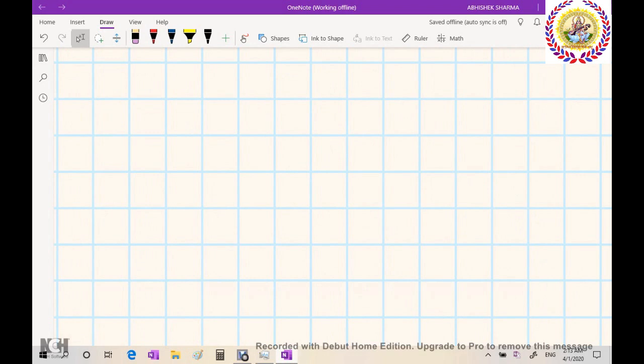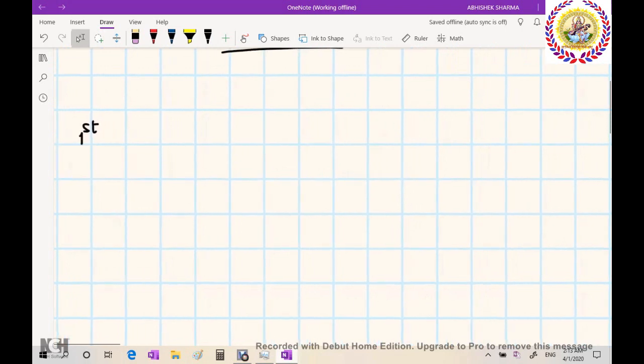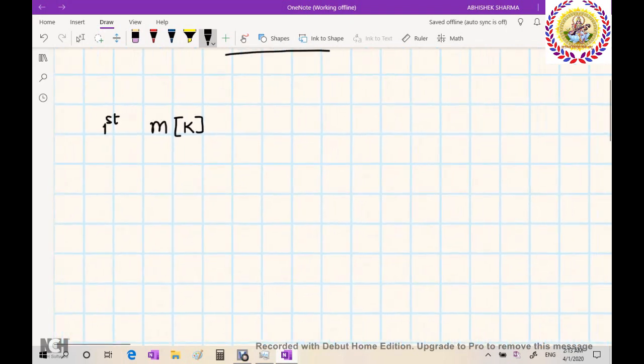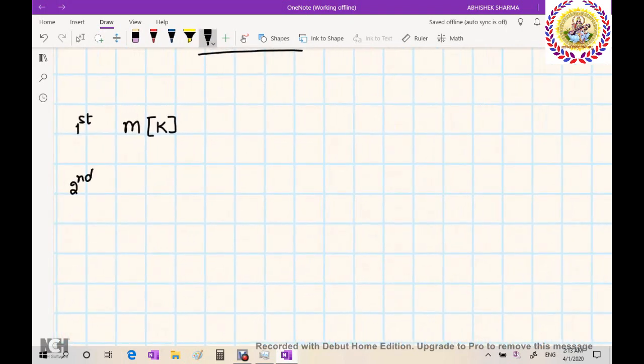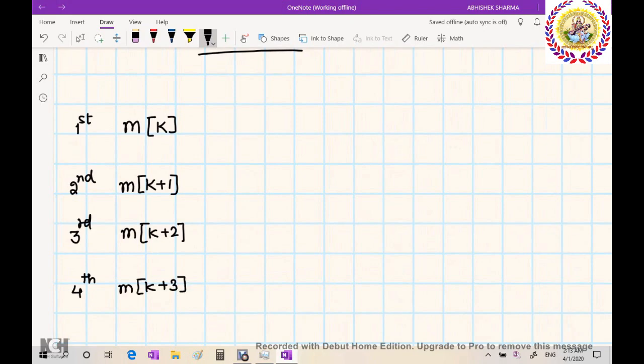consecutive samples. That means, let us suppose our first sample is mk. Let our second sample be m of k plus 1, and third sample m of k plus 2, and let the fourth sample be m of k plus 3, and so on. Now as this is the first sample, let us suppose that there is no sample before the first sample, so let us consider it 0.